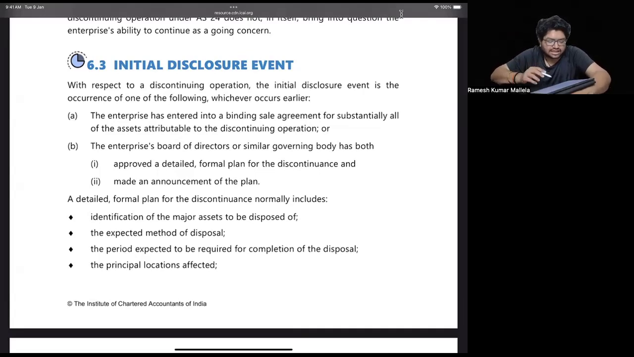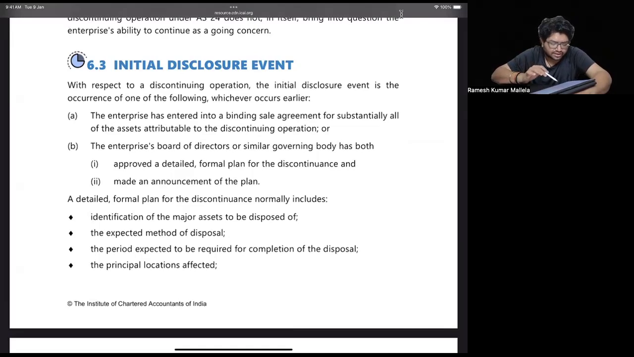Or the enterprise board of directors or similar governing body has both approved a detailed formal plan for discontinuance and made an announcement of the plan. Okay. So one, you have already decided and started selling off the property. That is the first A. Second, board of directors have taken the decision and made announcement formally.